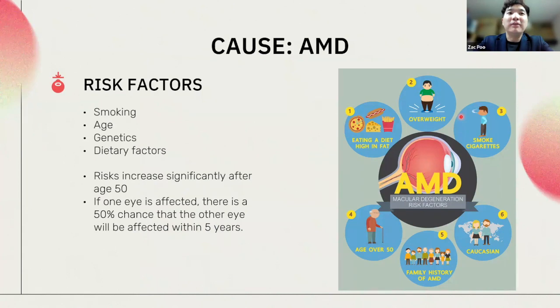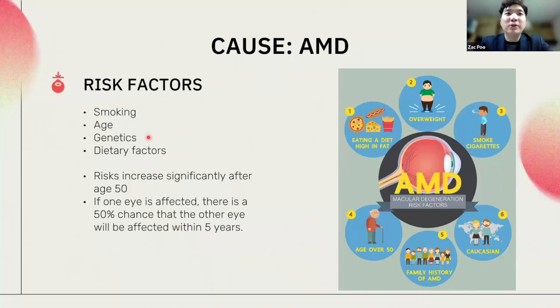Age is definitely one of them. For age, the risk increases significantly after age 50. Now for this one here, if you have one eye that is affected, that means if one eye has AMD already or is diagnosed with AMD, there's a 50% chance that in the next 5 years, you will have the other eye affected as well. So usually they are tied together.